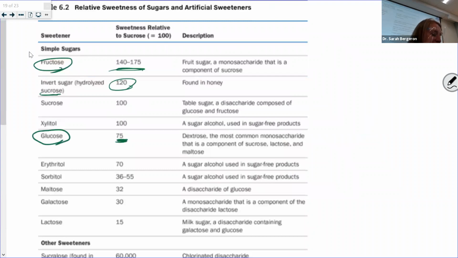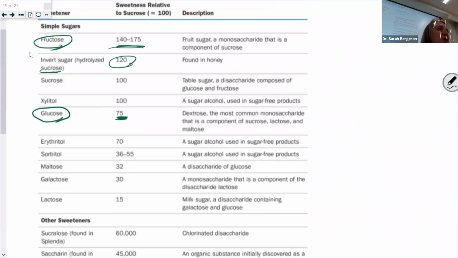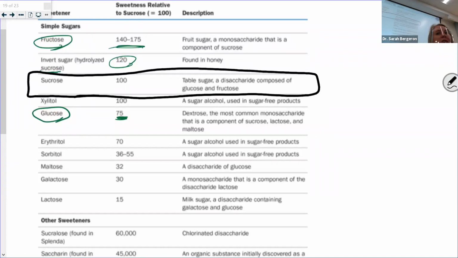Okay. So the last thing in this section talks about regular sugars versus artificial sugars. When we talk about how intensely sweet something is, we compare everything to sucrose, right? Sucrose is our table sugar, and so we just arbitrarily set it at 100. So anything that is sweeter than table sugar has a higher value, right? So fructose is sweeter. It has a higher value. What do you see in a lot of your food ingredients that has the word fructose in it?